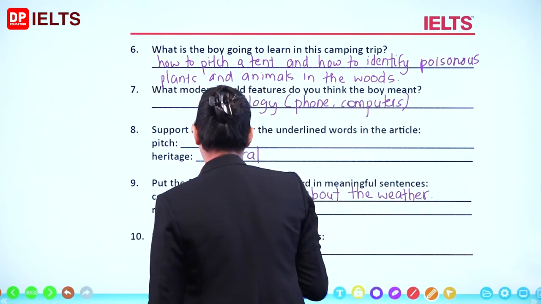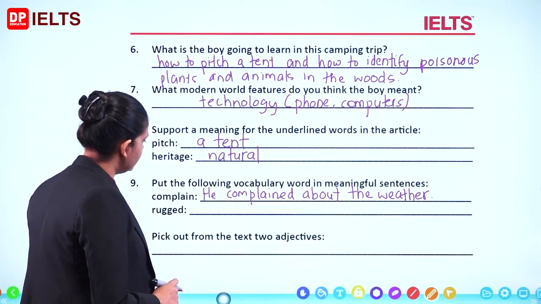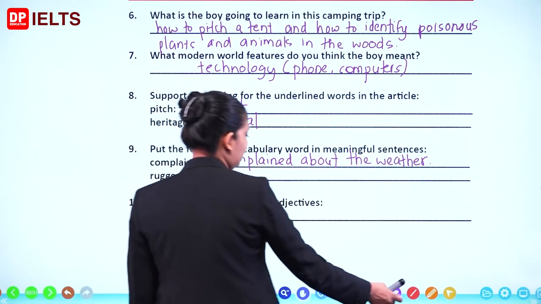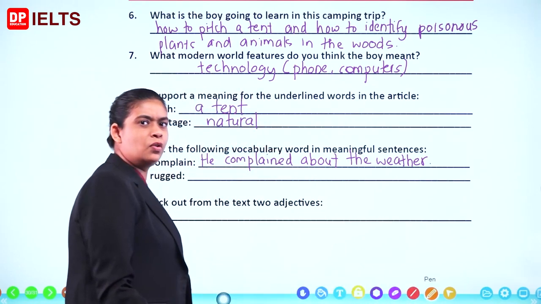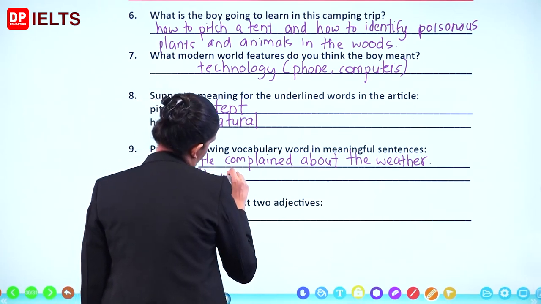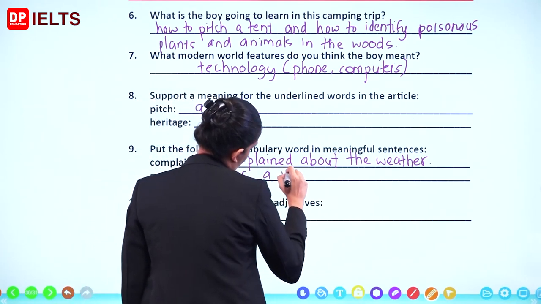Next one, rugged. Okay. So next one is rugged, okay? And rugged is like uneven, like broken, okay? So you can say it was a rugged coastline.